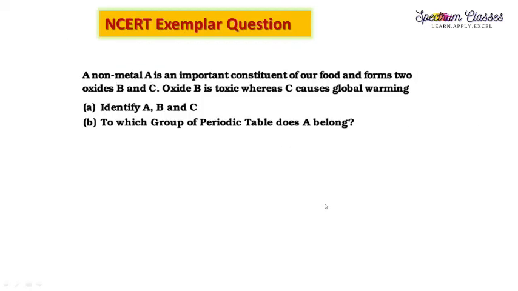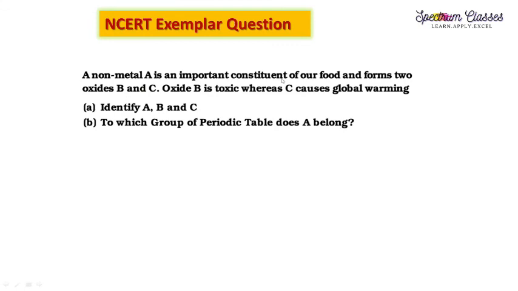And here is the NCERT exemplar question. A non-metal A is an important constituent of our food and forms two oxides B and C. Oxide B is toxic whereas C causes global warming. Identify A, B and C. To which group of the periodic table does A belong?